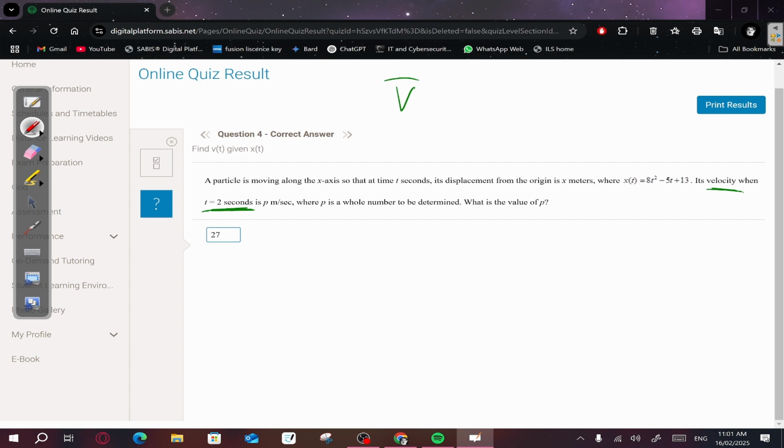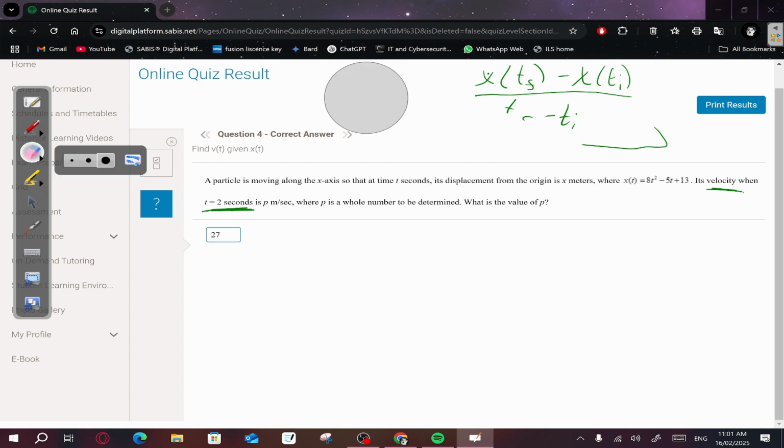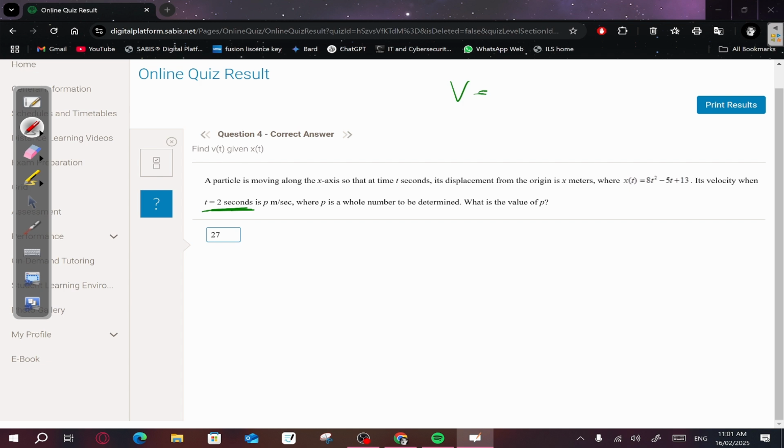By the way, keep in mind also average velocity is the displacement, s or x, both are terms for displacement, x of t final minus x of t initial over t final minus t initial. However, they don't want this, right? They want instantaneous. This is average, right? So we're gonna ignore this, and we're gonna focus on the other formula, v instantaneous, v-i-n-s, equals, in this case it's x of t, so dx by dt.